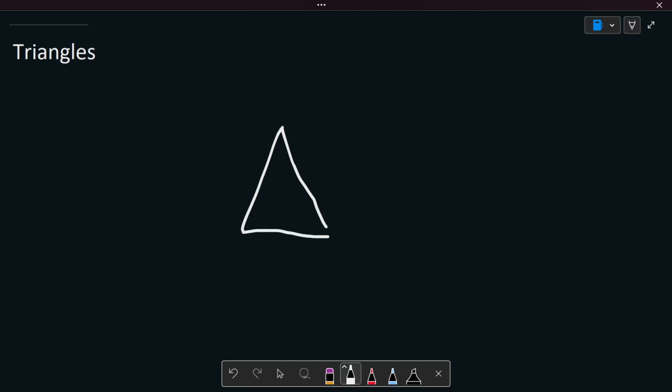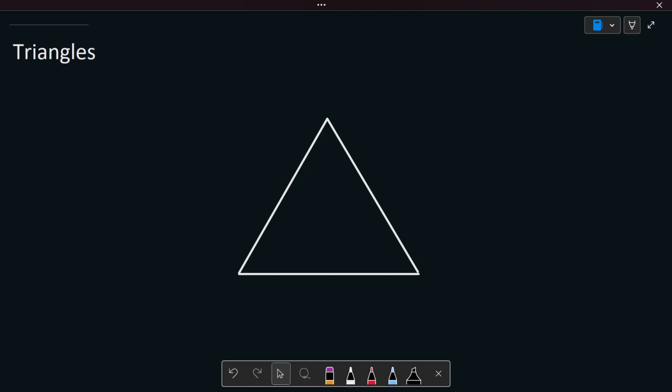Maybe I should just draw a better triangle. Okay, I think this is a better triangle. So as you can see, a triangle is a shape that has three sides. And in the previous videos when we worked with straight lines, that's just one side, literally just 2 points that make up a straight line.